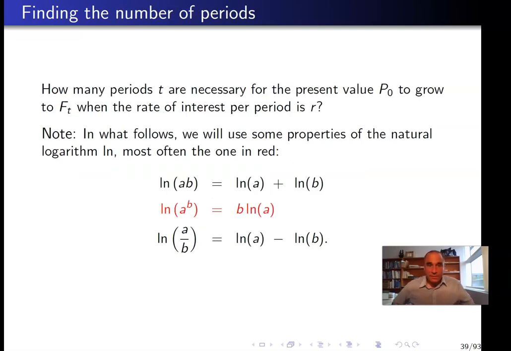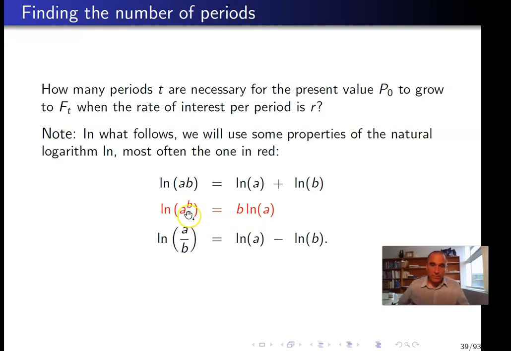Now, how many periods are necessary to transform P0 into Ft when the rate of interest per period is R? To obtain t, which enters the present value equation as an exponent, to isolate an exponent, it's very convenient to transform everything into logarithms. So the equation in red here will allow us to isolate t, the number of periods.